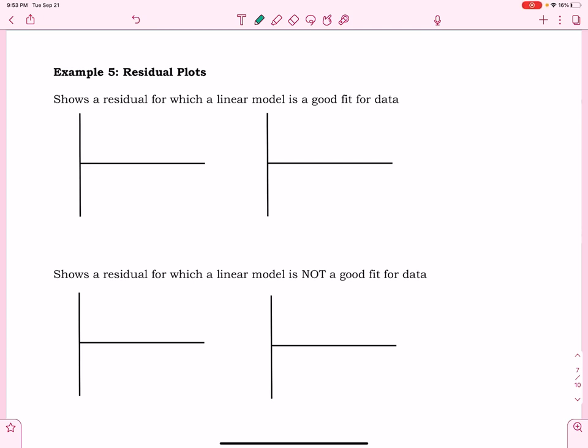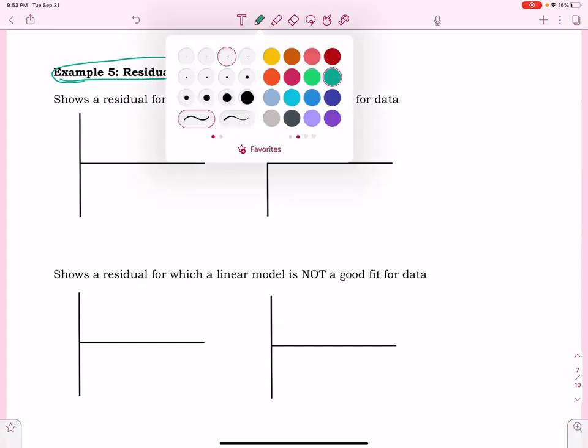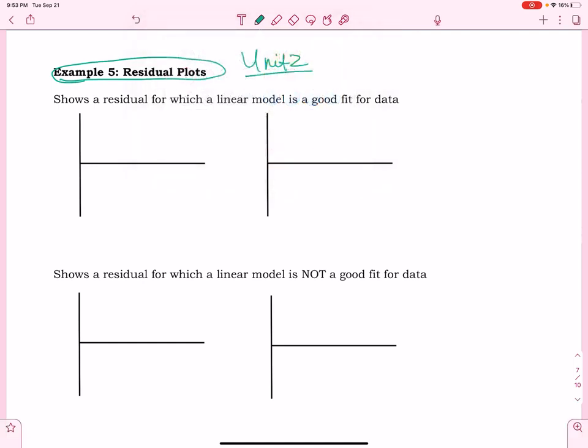AP Statistics, this is example 5 in Unit 2, Magic. Okay, residual plots. So this video is just designed to give you an idea of what you can expect to see when a residual plot shows you that a linear model is a good fit for the data.